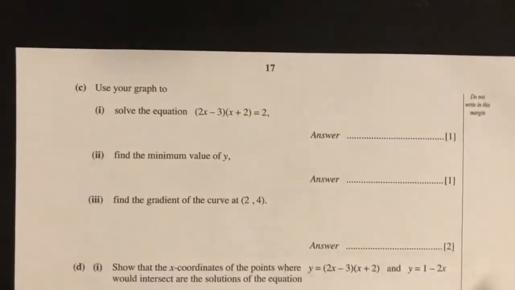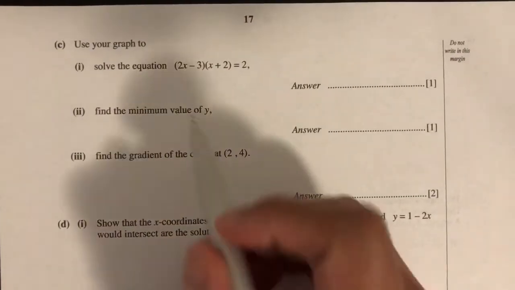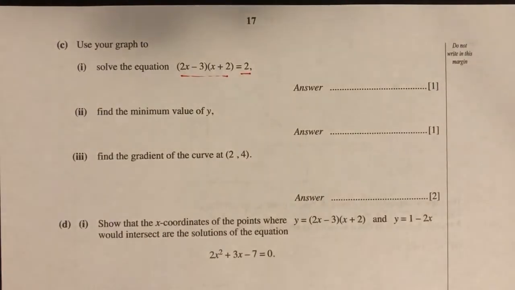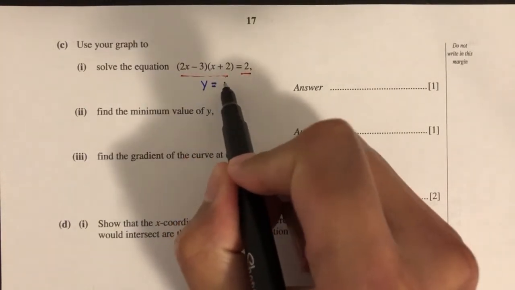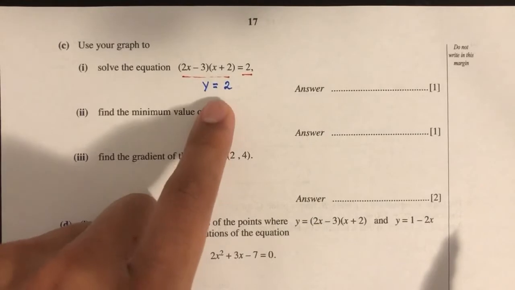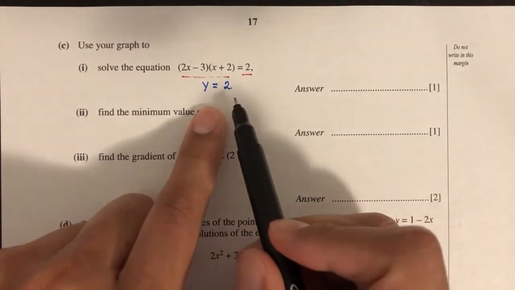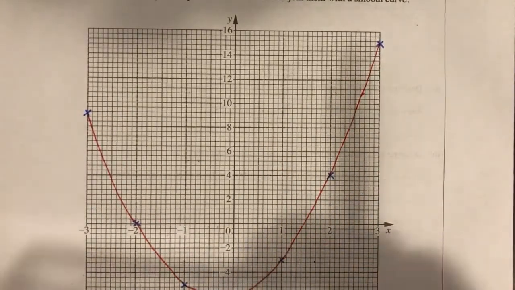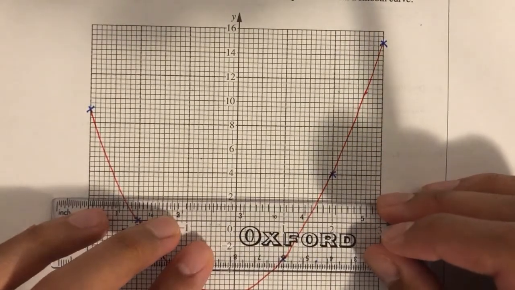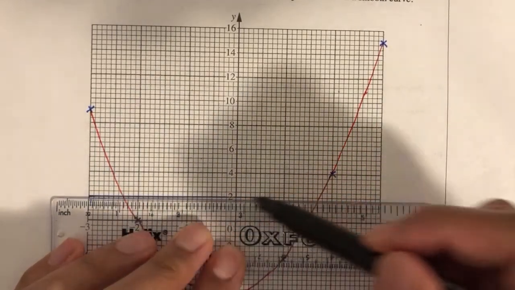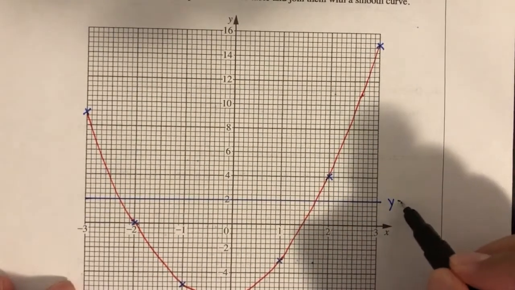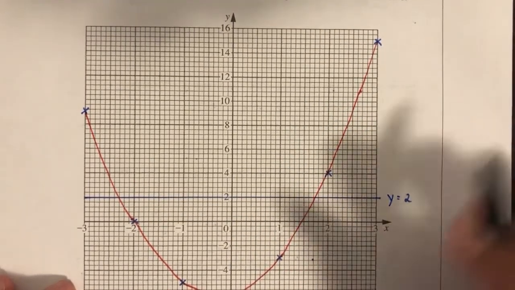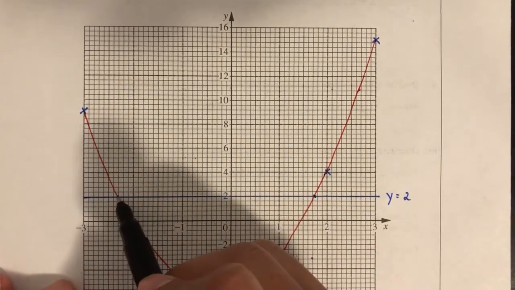So in part C, it says use your graph to solve the equation this equal to 2. So but first we know that this is y equal to 2. So we have to draw a line y equal to 2 to find the solutions on the graph. So the value of x for y equal to 2. So let's do that. Let's draw this line and see where it cuts the graph. That's the line, y equal to 2. So the first point here will be here, and the other one will be here.